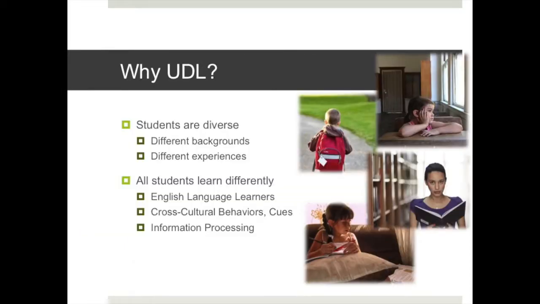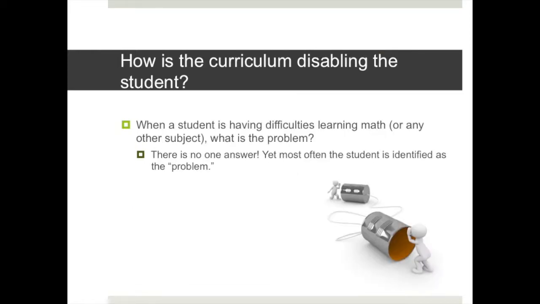Why UDL? Because students are diverse, and all students learn differently. How does this apply to the classroom? Well, every student is different, so every student learns differently. How is the curriculum disabling the student? When a student is having difficulties learning math or any other subject, what is the problem? There is no one answer, yet most often the student is identified as the problem.